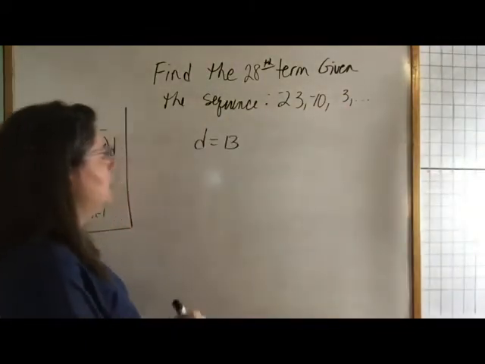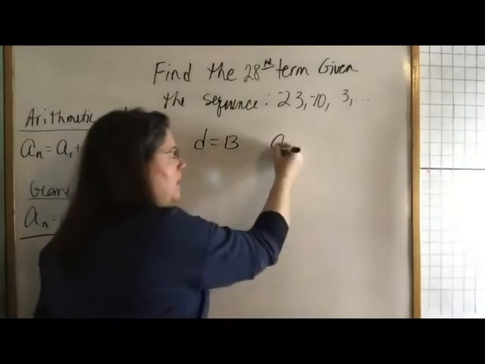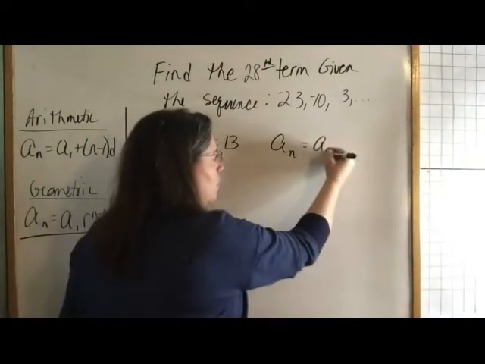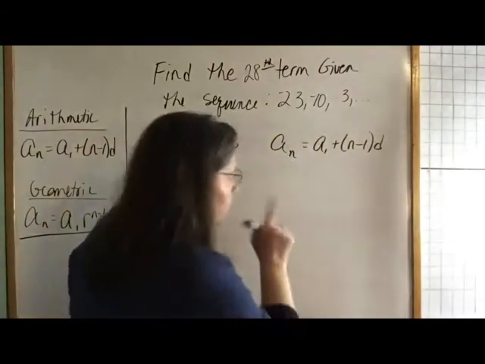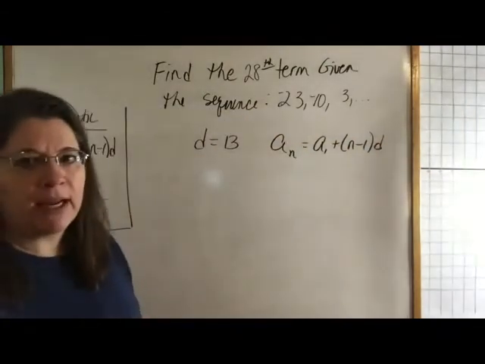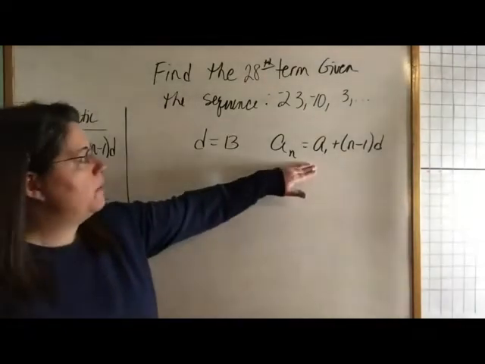If we know it's arithmetic, we're going to use the arithmetic formula. A sub n equals a sub 1 plus n minus 1 times d. And that formula will be used for any arithmetic sequence. Then we'll start plugging in.